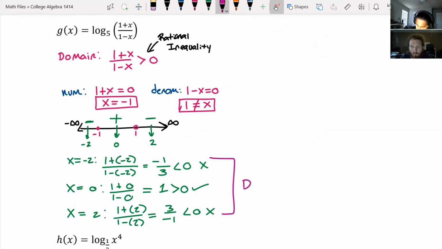0, 0. Oh wait, sorry. -1 to 1. Yeah, -1 to 1. Excluding 1, though, right? Exactly. Excluding both of them.